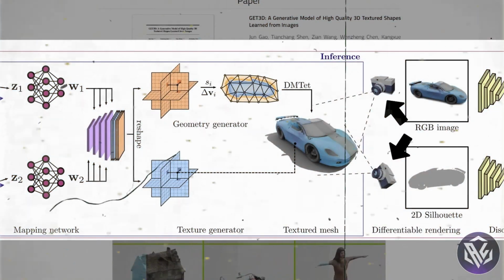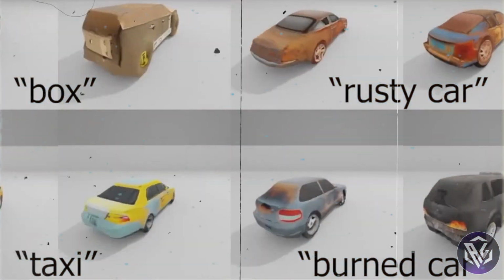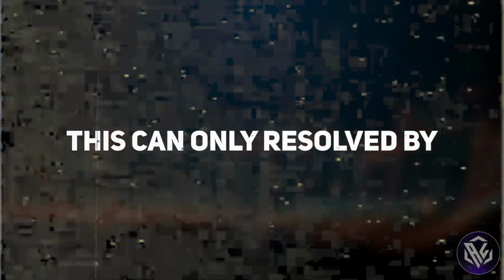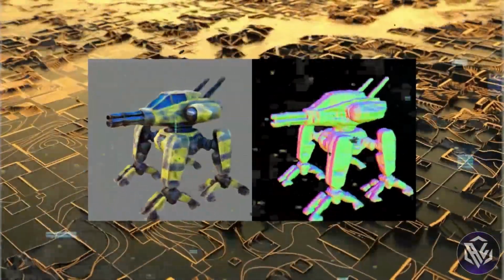As the dataset of MVDream is only trained with specific features and sizes, if we ask for more complicated products, it won't be able to provide the correct output. These are the current issues that MVDream faces. This can only be resolved by any other highly developed AI innovation that has the ability to provide for the needs of the users. But at present, there is no need to invent a new AI 3D creator.